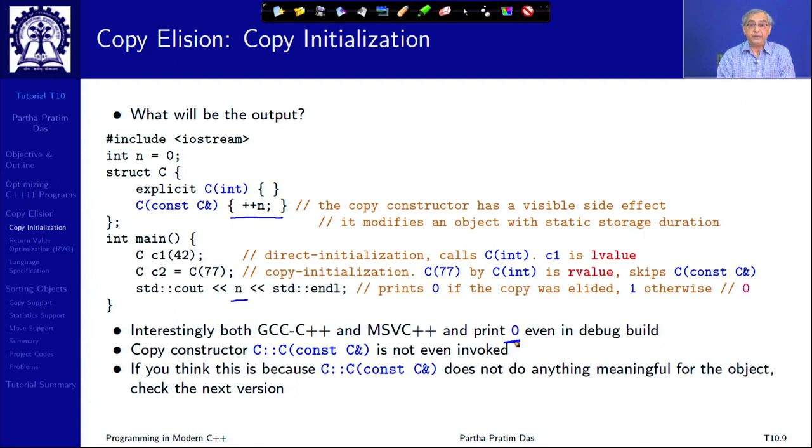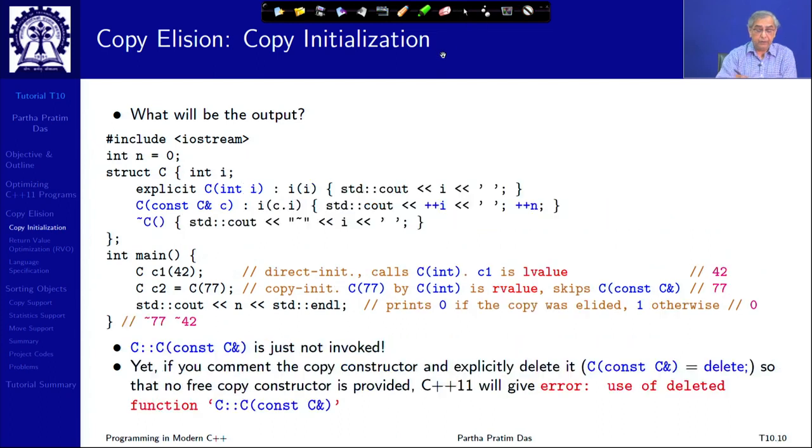And you will get amazed, because it is not only that it is eliding the copy construction, but the copy construction has a side effect, and it is eliding that as well. And before you think that this is an error of the compiler, let me tell you that this actually is a language specification. Now, you might think, okay, it is not doing something because the copy constructor does not do anything meaningful. So, let us try to put something meaningful in that.